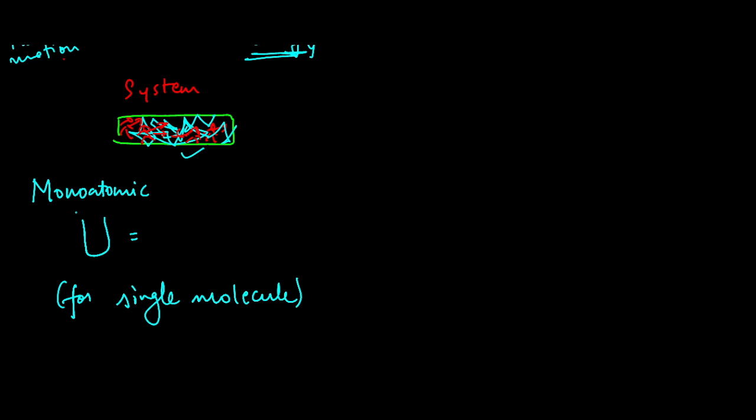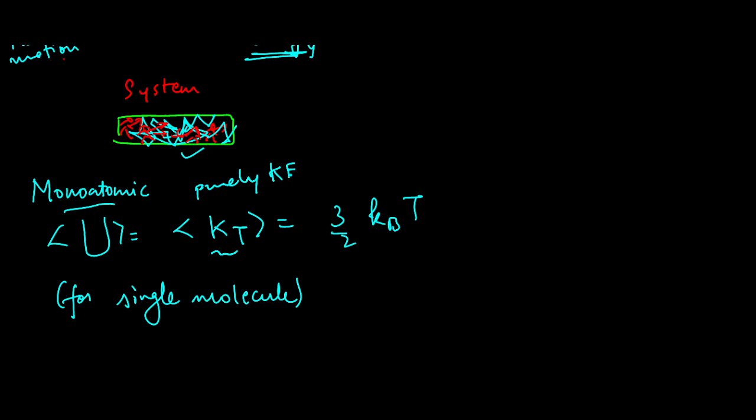Then what can a monoatomic thing do? It can only do translation. So do you agree that average internal energy for one single molecule will be just this, which is going to be 3/2 kBT? Yes or no? This is the energy of random motion, right? So here the internal energy is purely kinetic, and not only that, purely translational. Purely kinetic and purely translational for monoatomic.